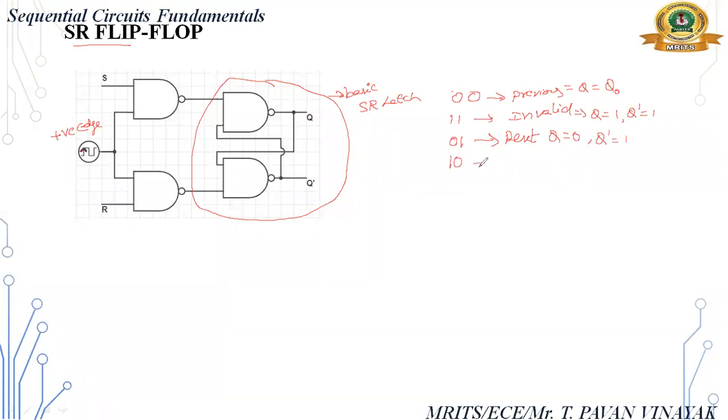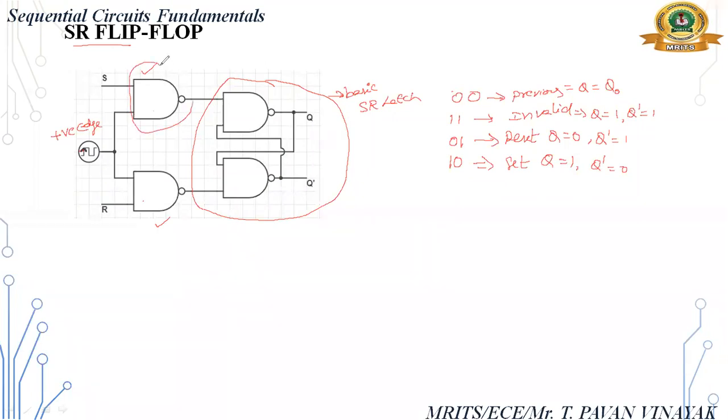Next, 1 0 means set. Set means Q is equal to 1, Q bar is equal to 0. This is the basic operation. For that, I am adding two extra NAND gates.